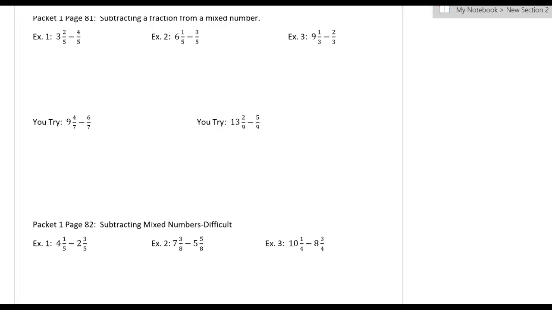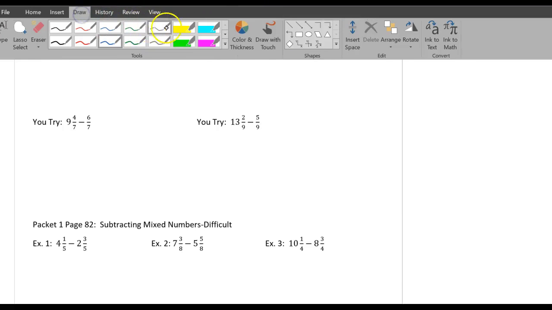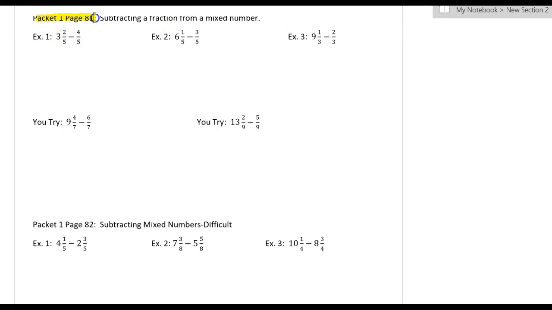All right, so this next lesson is a carryover from page 80. So now we're working with packet 1, page 81, and we're subtracting a fraction from a mixed number. When I look at this, the fraction in my mixed number has a numerator that's smaller than the numerator of the fraction I'm subtracting, right? The way this is ordered, we cannot subtract right now.